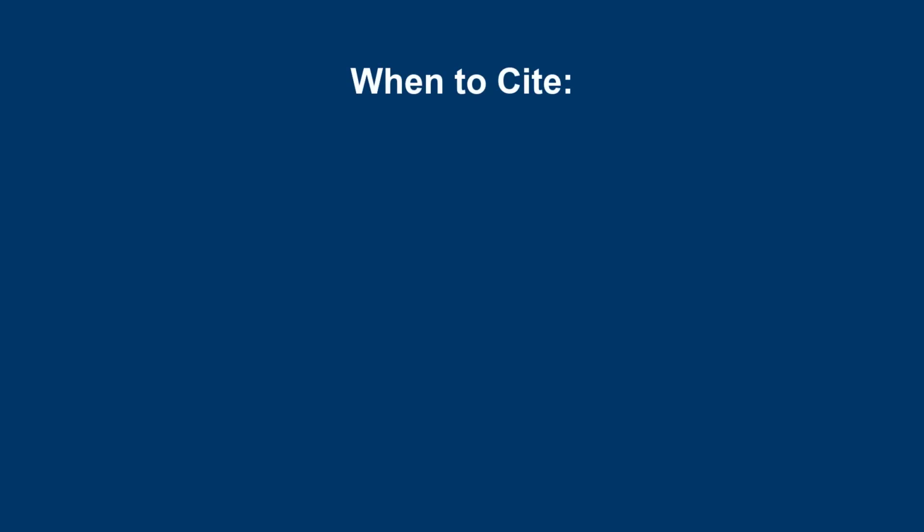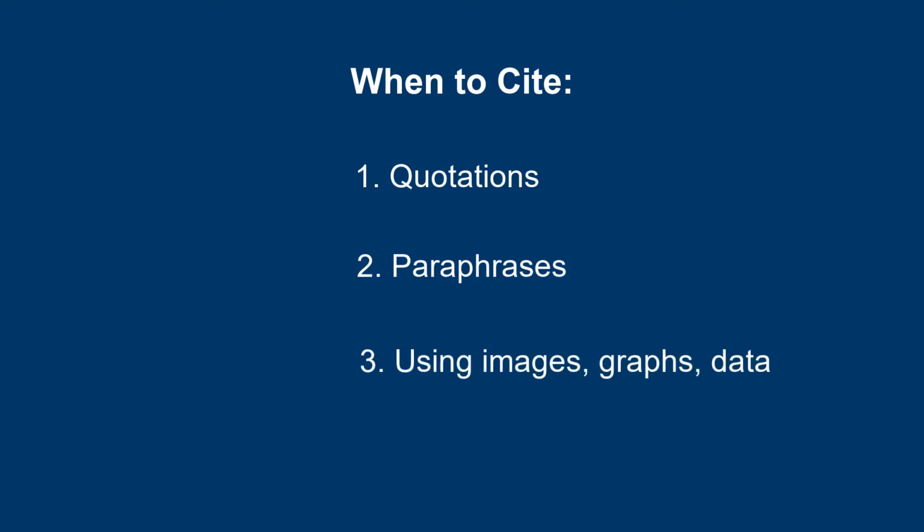When do you need to cite a source? You need to cite a source when you quote that source. You need to cite when paraphrasing that source, that is, putting someone else's information into your own words. You also need to cite when using images, graphs, data, and other information that you did not personally create. Here's a general rule. When in doubt, cite. If you're not sure if you need to cite a source, then go ahead and add a citation.